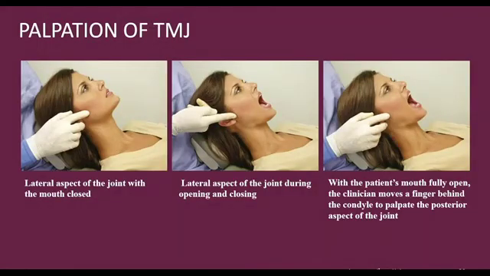Palpation of the TMJ. The lateral aspect of the joint is palpated with the mouth closed. The lateral aspect of the joint is then palpated with opening and closing movements. With the patient's mouth fully open, the clinician moves the finger behind the condyle to palpate the posterior aspect of the joint.